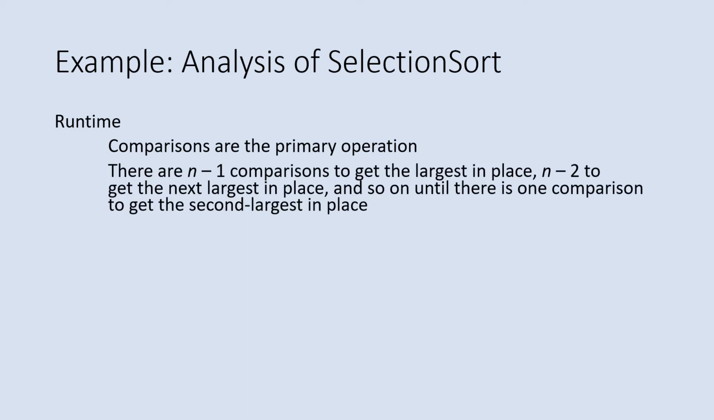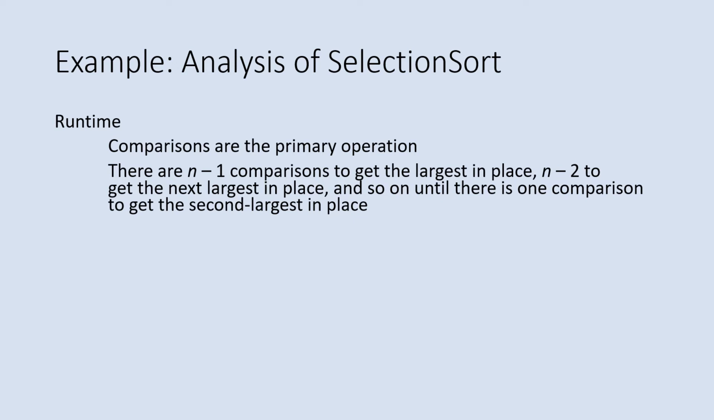So to analyze selection sort, let's think about the runtime first. Again, comparisons are the primary operation. We are comparing values to find the largest, and then just doing swaps after that. The swaps aren't really that important because any method that is going to sort this sequence will do those swaps. So it's the comparisons that really matter. We're only going to focus on the comparisons.